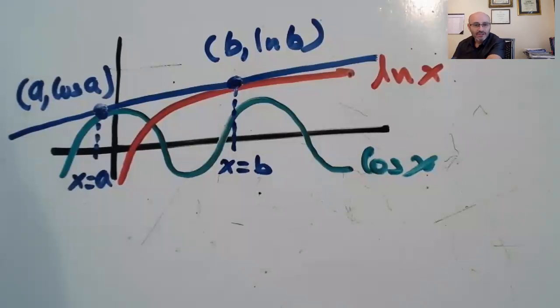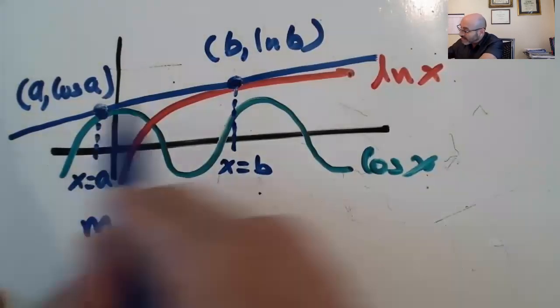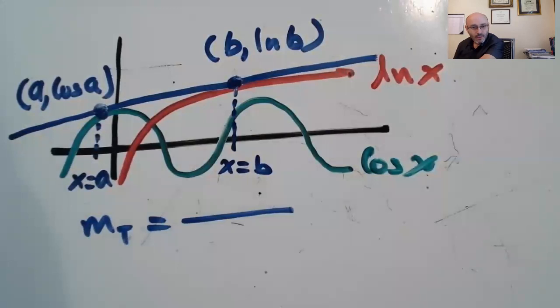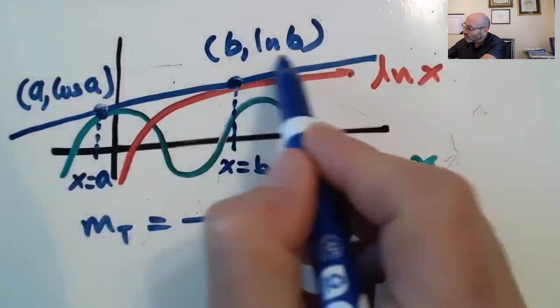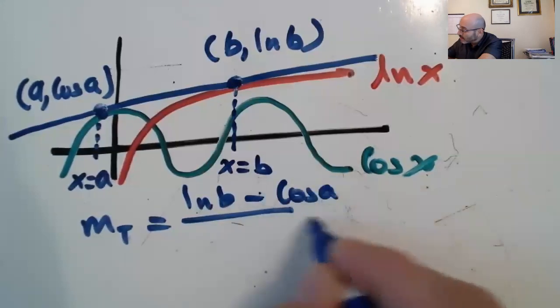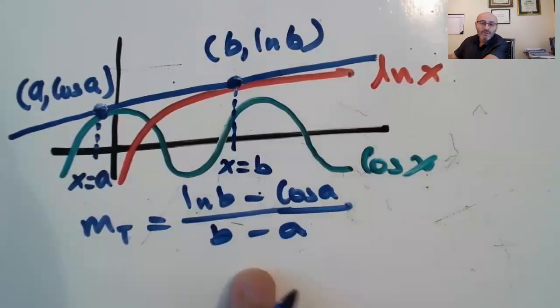Then I could find an expression from the slope. So one possible expression for the slope of the tangent, which is the blue line here, will be the slope formula, y2 minus y1 over x2 minus x1. So this will be ln of b minus cosine of a, over b minus a. That's just one way for me to try to determine what the slope is.